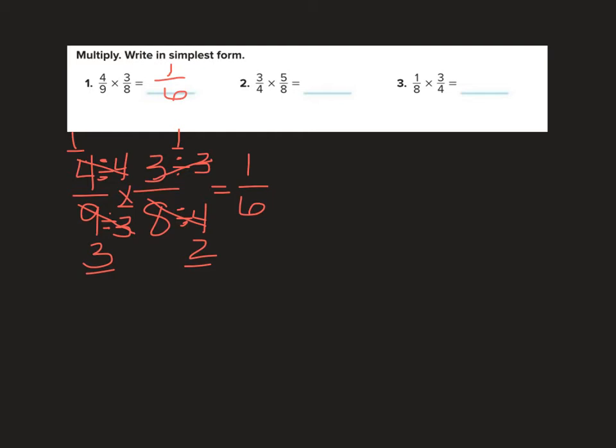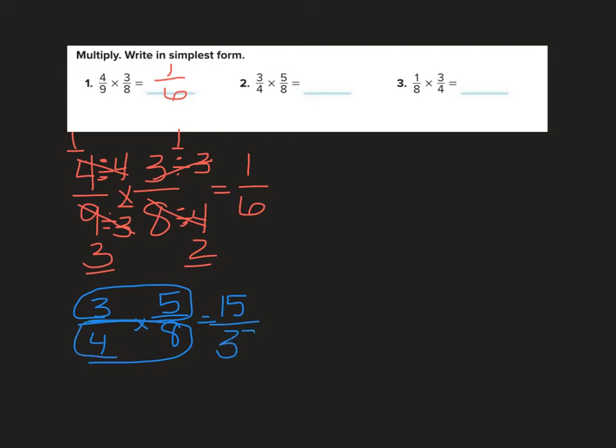Okay, so the next one I'm going to do in blue writing is 3/4 times 5/8. Now look, this one I cannot do any simplifying beforehand. None of this simplifies, so I'm going to have to multiply numerators. 5 times 3 is 15, and multiply denominators. 4 and 8 makes 32.